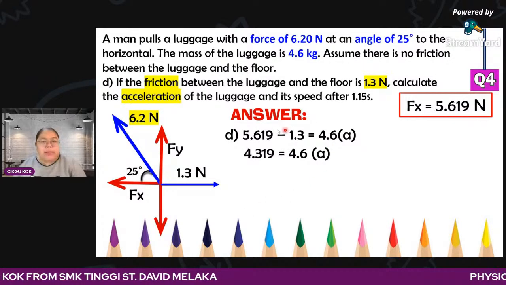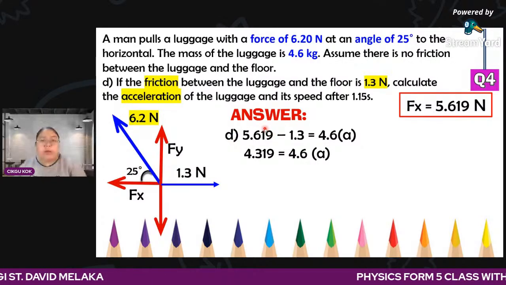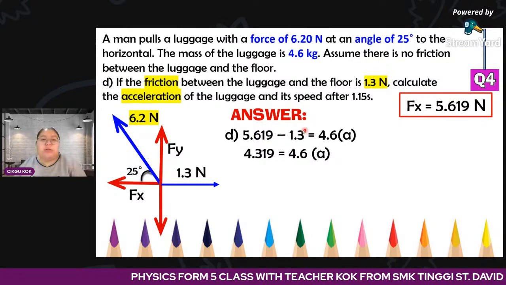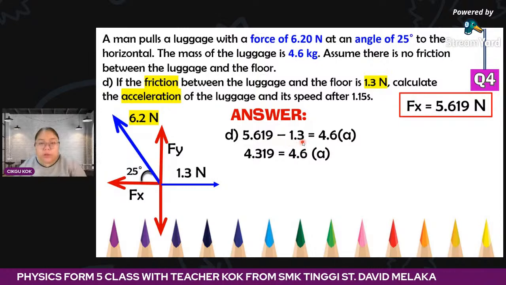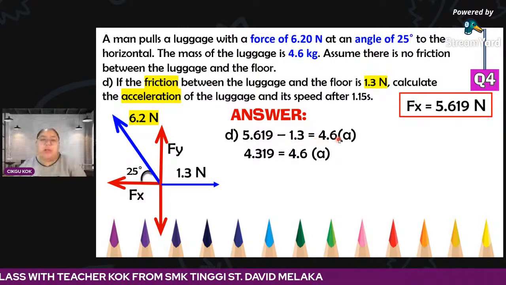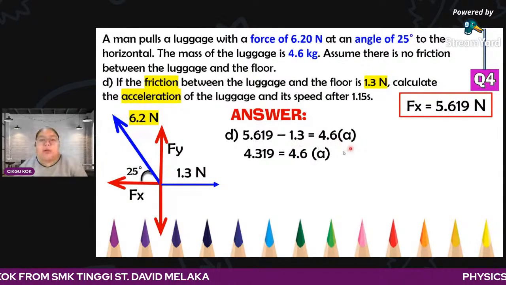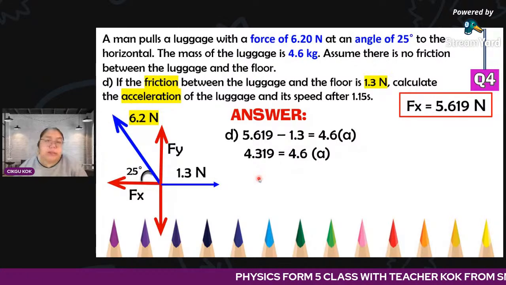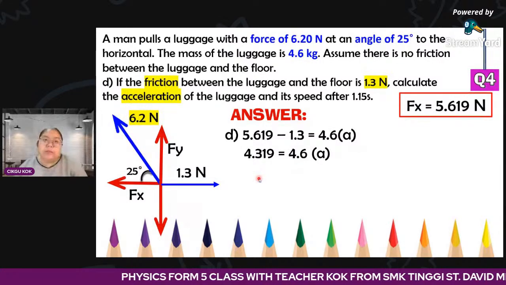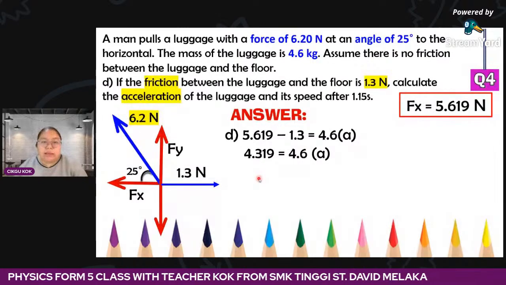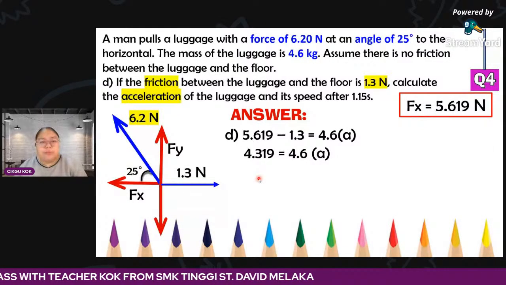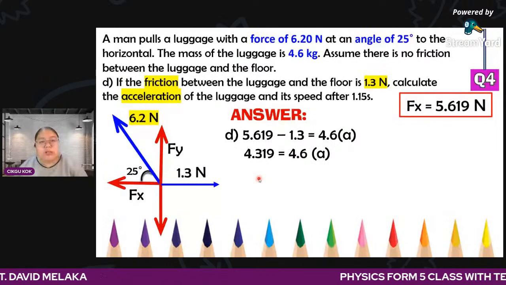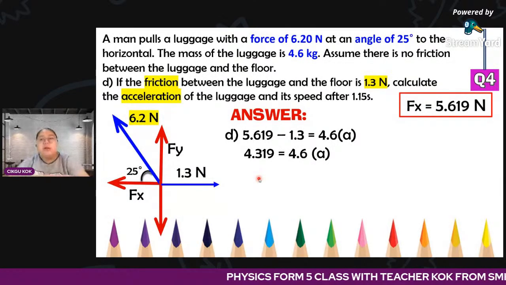Okay, my formula like this. I take the horizontal force, that means the Fx, 5.619 minus 1.3. So this one is the resultant force for the horizontal, equal to MA. So we're using the same formula, F equal MA. So from here, after I minus, I need to divide by 4.6. So you tell me what is your answer. Okay, I want the acceleration. So that means finally, although they got friction, the luggage is still moving forward because the effect is bigger.